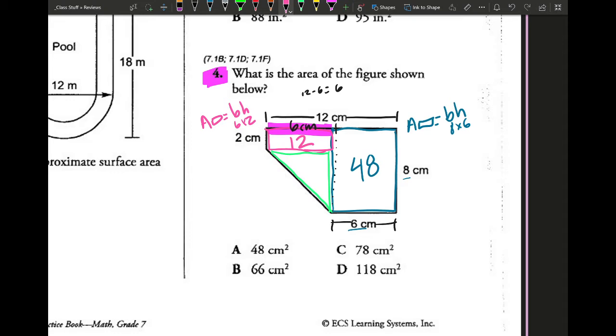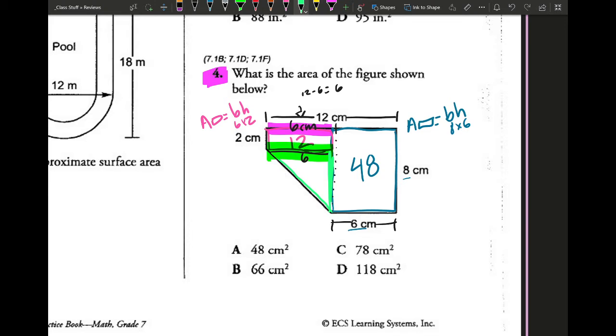Now for the triangle, this is another one where we need to find the missing lengths. Well, right here, let's look at this section right there. I don't know what that is, right? But I know that this thing right here is 6 and is the same distance as this one right there. So this must be 6, right?